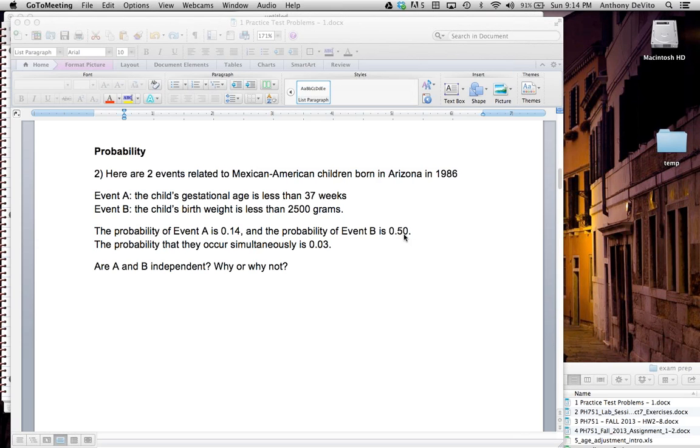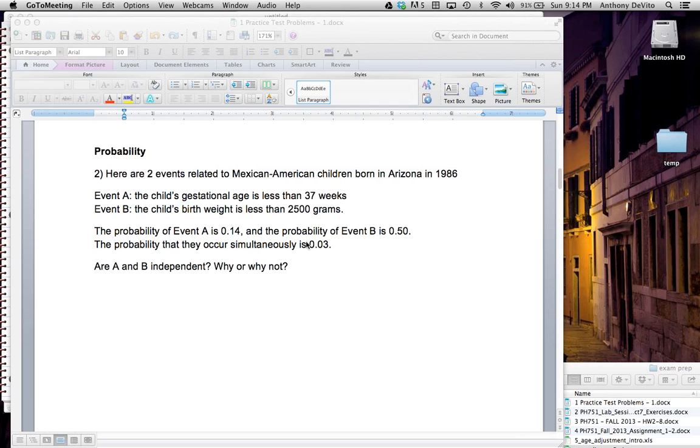The probability of event B is 0.50. If we multiply 0.14 times 0.50, we get 0.07. In other words, if they are independent, then the probability of their occurring together is about 7% or 0.07. Well, as it happens, we found that in real life, the probability that they occur simultaneously is 0.03. Well, since it isn't 0.14 times 0.50, that's an indication to us that these are not independent events.